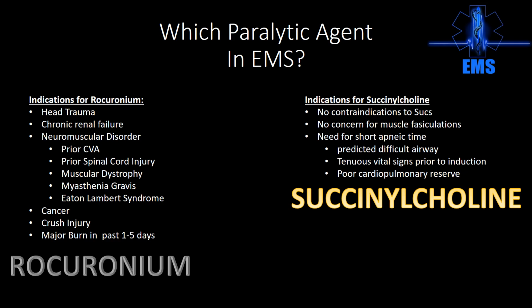How about the paralytic? Does the paralytic in EMS matter? Well, yes, it does. So rocuronium is largely great for head trauma patients, for chronic renal failure, and any neuromuscular disorder patient. We're talking about patients who had prior strokes, who have a spinal cord injury, who have a form of muscular dystrophy, or who have a rheumatologic disease like Eaton-Lambert syndrome, which comes with cancer, or myasthenia gravis. Also, patients who have a crush injury and major burn.